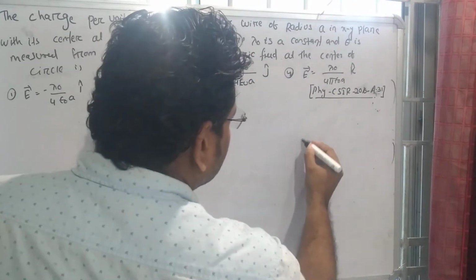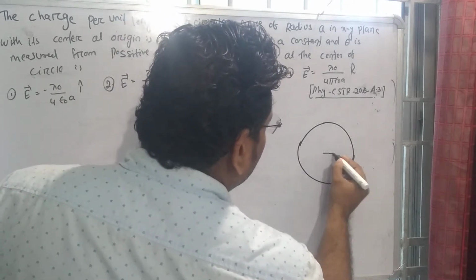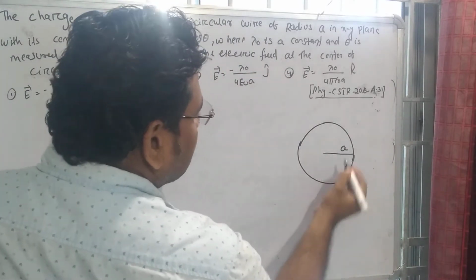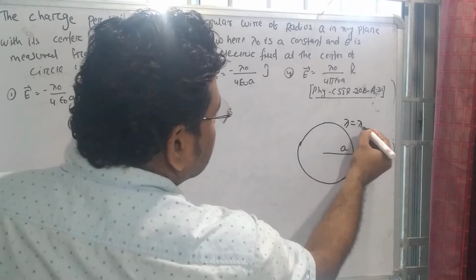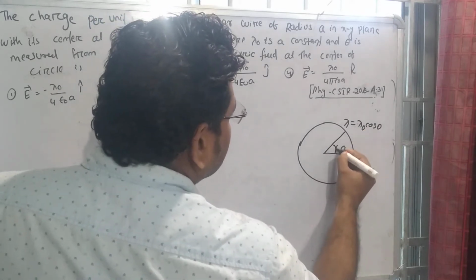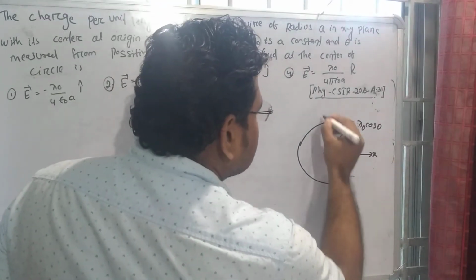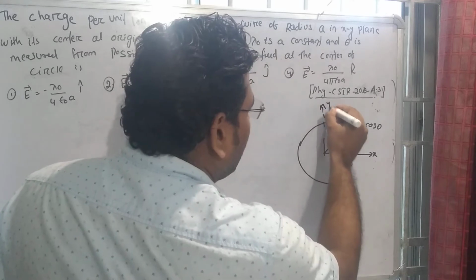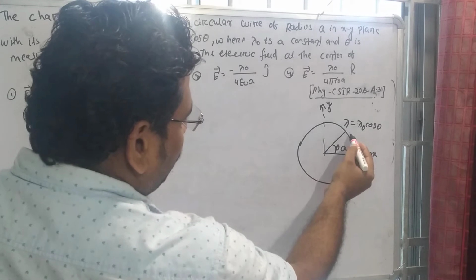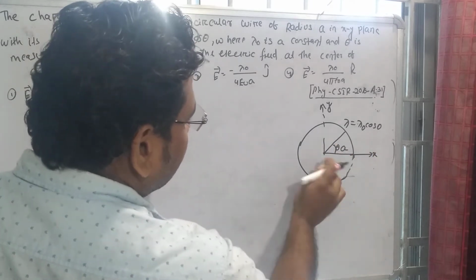So let me explain this question. Here it is a circular ring which has radius a, and the linear charge density of this circular ring is lambda 0 cos theta, where theta is the angle measured from the positive x-axis. This is the x-axis and this one is the y-axis. Now we have to find what will be the electric field at the center of this ring.